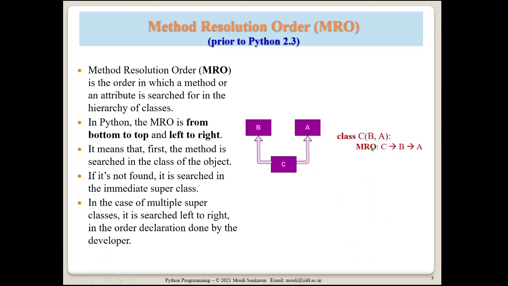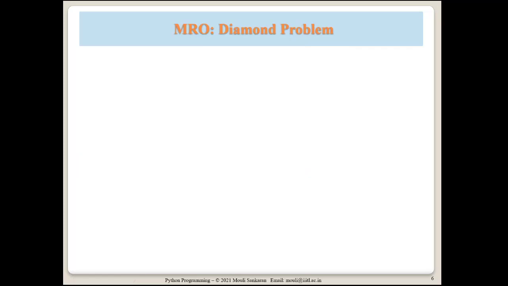Now C, B comma A: first it will be searched in the current class C. If it is not found, it will go and search in the parent class, the first parent of class C, which is B, and if it is not found, it will go to the second in the multiple inheritance, to the right, A. Now suppose if you have A comma D, then it will search in D also. Okay, so go up and then search from left to right.